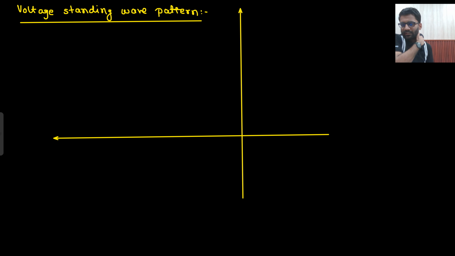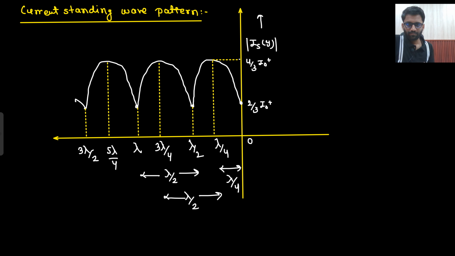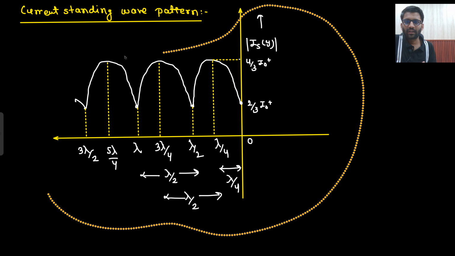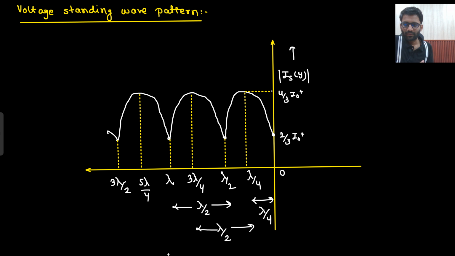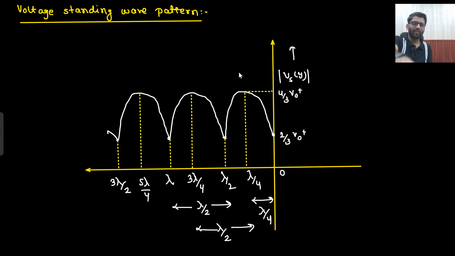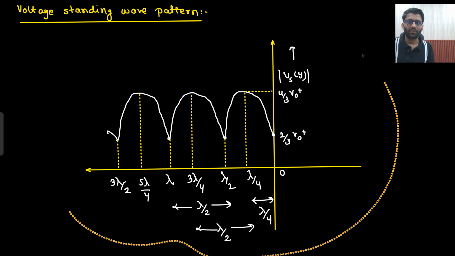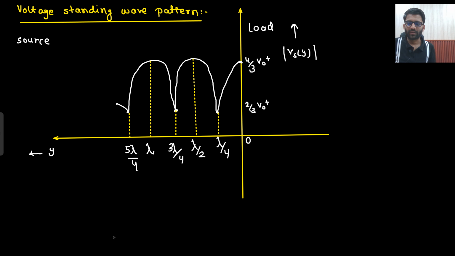What I can do is copy the standing wave pattern from the previous part, because everything will be exactly the same. So this will be your voltage standing wave pattern. Here I just need to replace VSY. This will be V naught plus. How did I do it? Initially you are having minima, starting from minima, maxima, minima, maxima. That's it. This is your voltage standing wave pattern. And for the current standing wave pattern, I need to copy this thing.